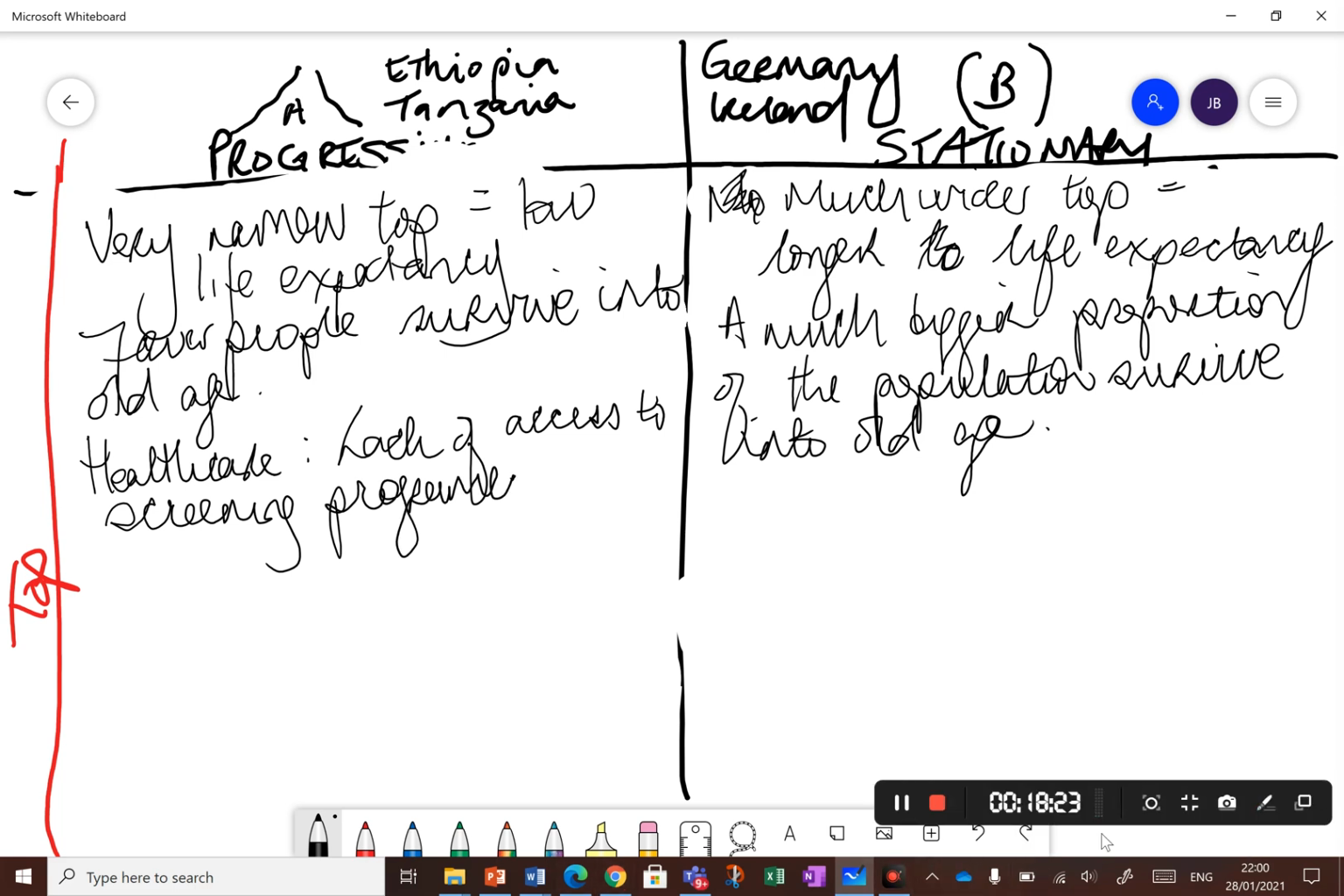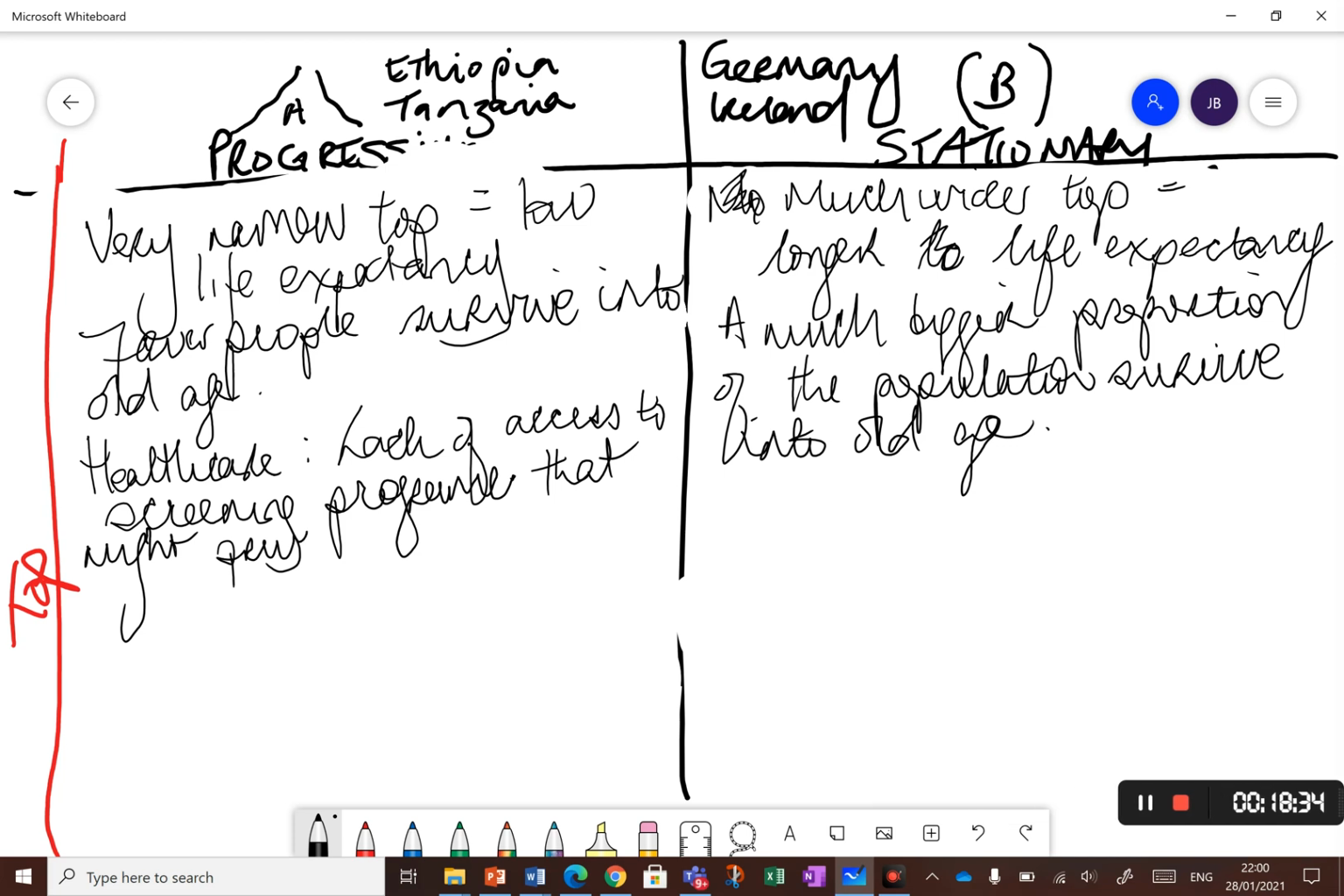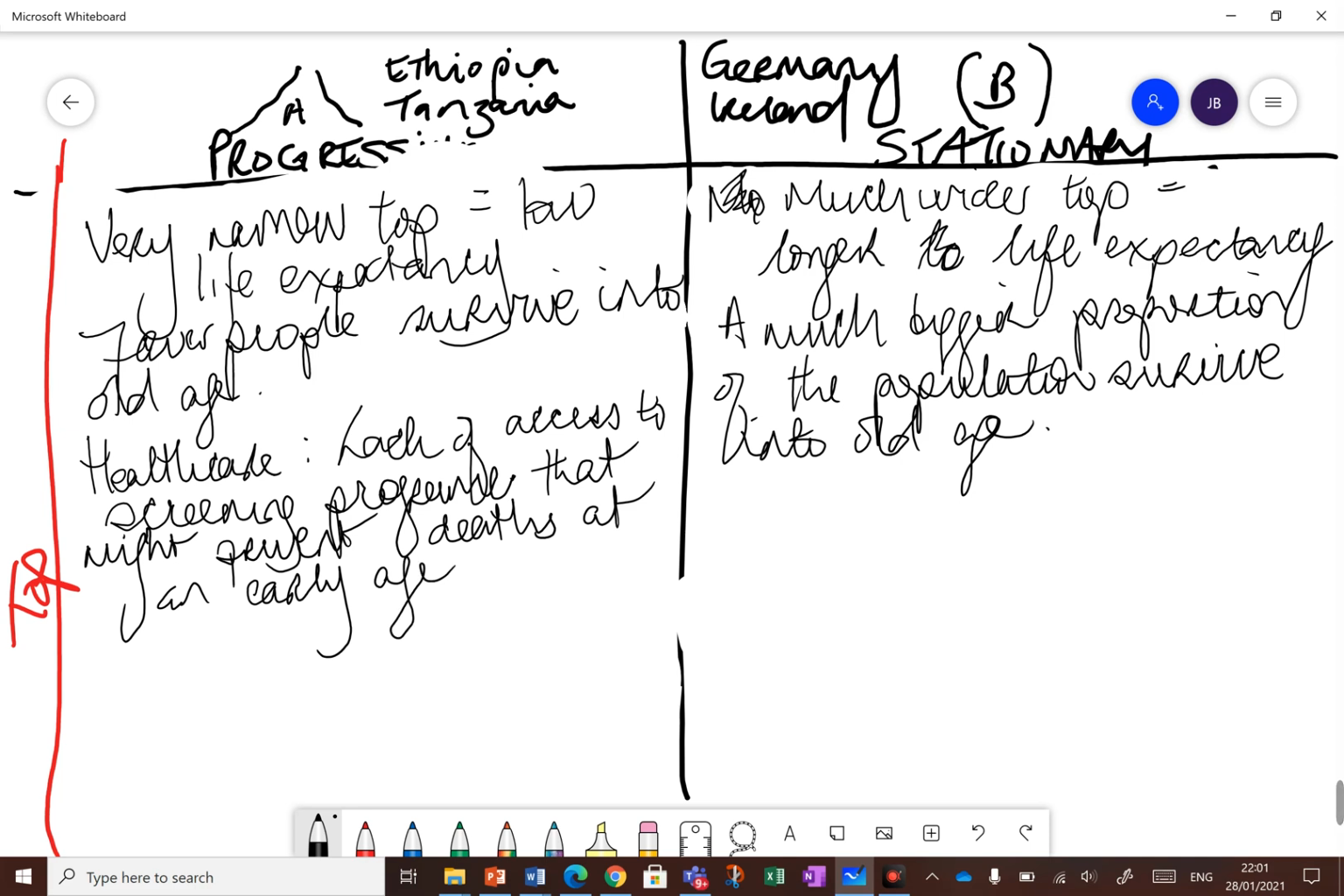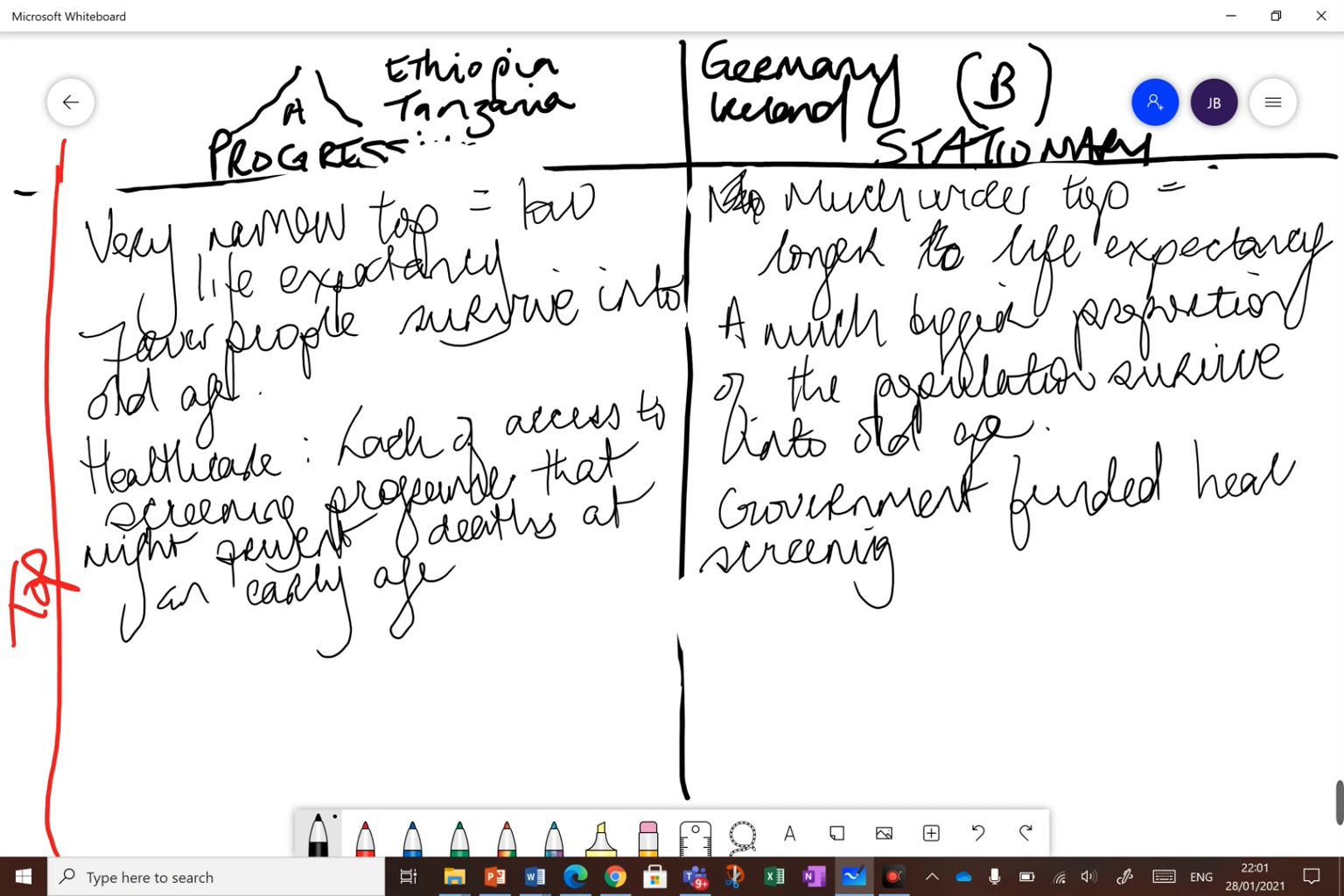Hang on one sec, I just want to check something out. Okay, lack of access to screening programs that might prevent deaths at an early age. Whereas over here, there is government funded, that's what I was looking up, government funded health screening.